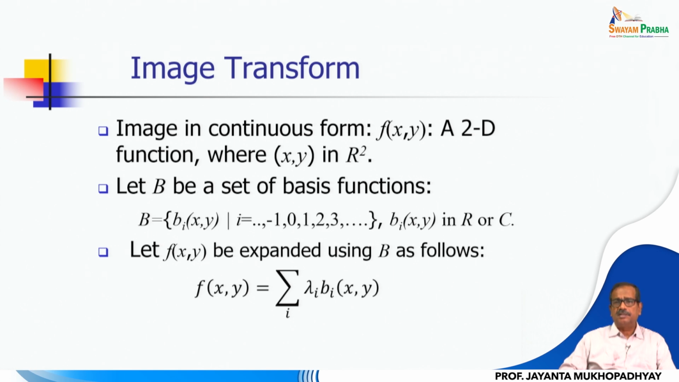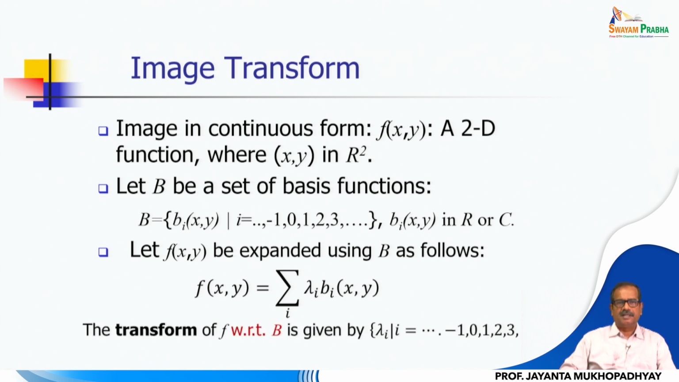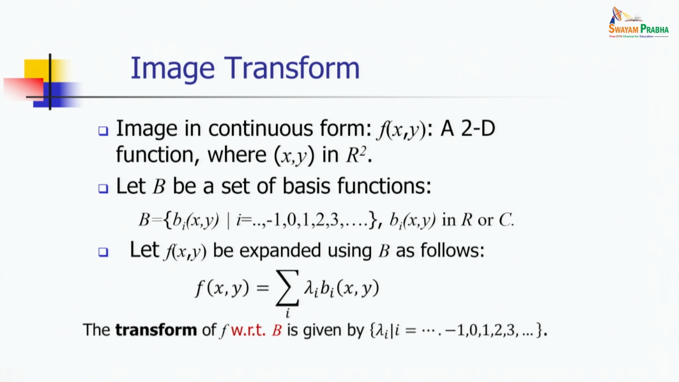So, it is an alternative description of an image, or we call it the transformed representation of an image, or image transform. That means this set of coefficients are the image transform. They are the transform of f with respect to the basis function b. As I mentioned, it is a set of these coefficients. Once again, coefficients are also to be tagged with the respective basis function. If we have an ordering in the set, we can also arrange these coefficients with the same ordering.